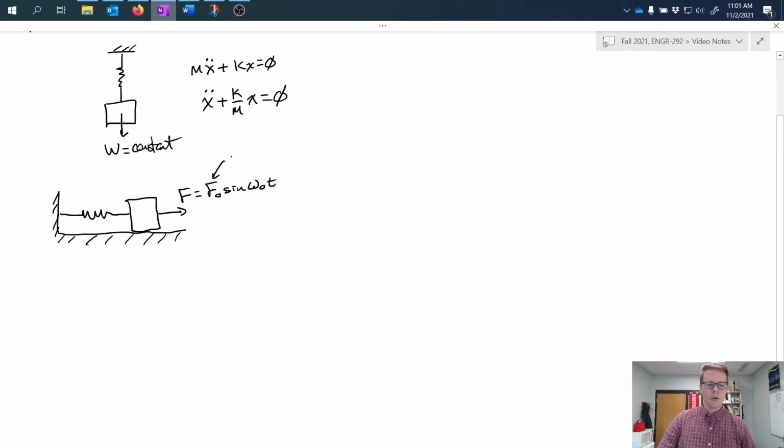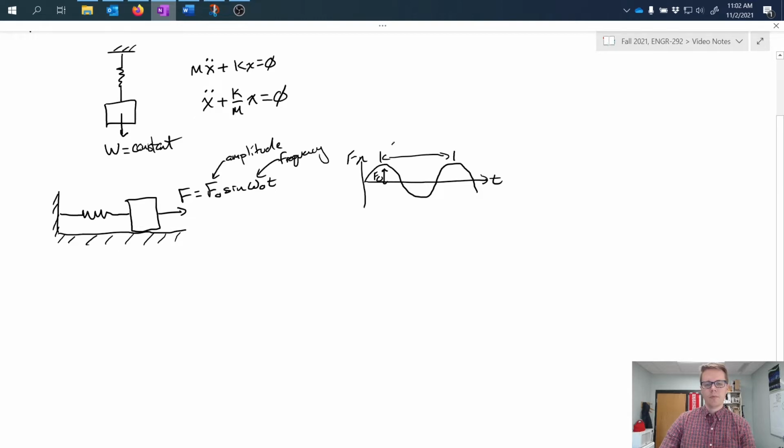So according to this equation, we have some amplitude of our force, and then we have the frequency with which it's applied. So this is the frequency of our force that is applied to our mass. And if we plotted that versus time, we would get some sinusoidal function which has a given amplitude and a period associated with it, which is the same as what we saw before in relation to the frequency, in this case, not natural frequency.